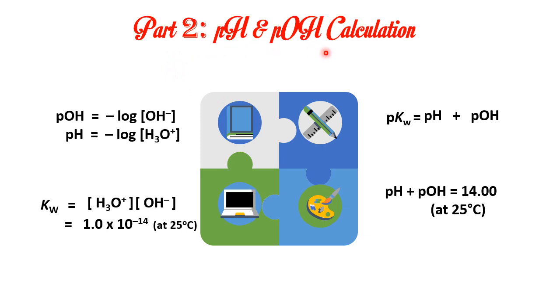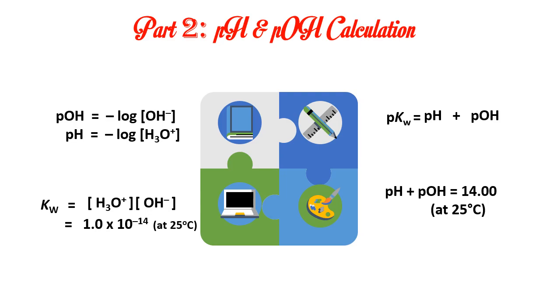Part 2, pH and pOH calculation. These are the few formulas involved in the calculation of pH and pOH. So you should know Kw actually is 1.0 times 10 to the power of negative 14, a constant. It is the concentration of acid times the concentration of base. pH plus pOH equal to 14. The p refers to negative log.